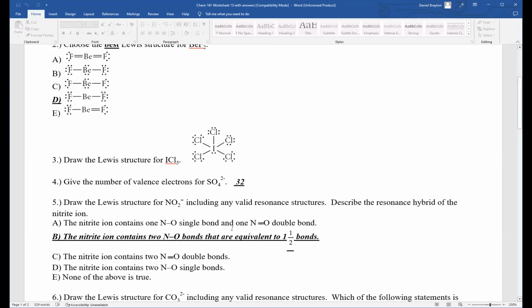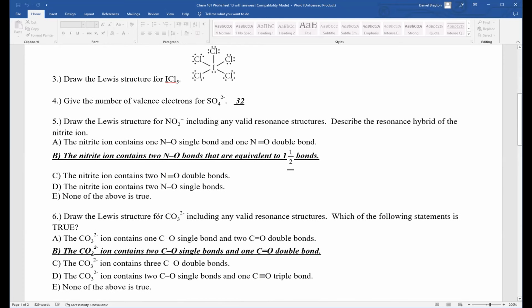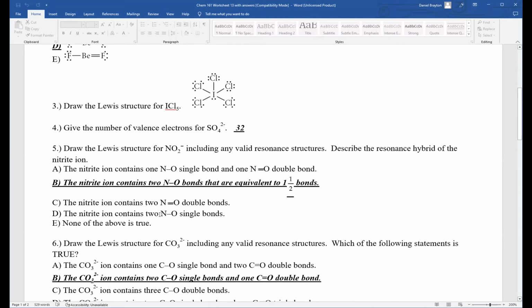5. Draw the Lewis structure for NO2 minus, including any valid resonance structures. Describe the resonance hybrid of the nitrite ion. Looks like I didn't have the structure in here. Let me just find one. This is doing radical. Where's a better or the best one?